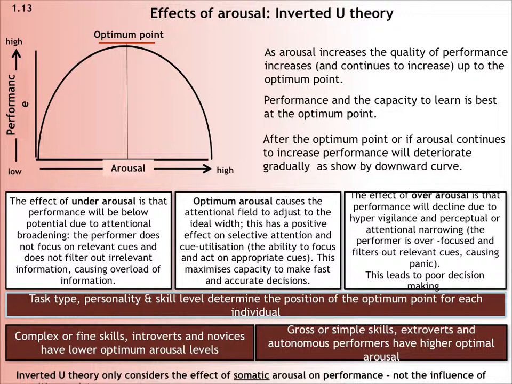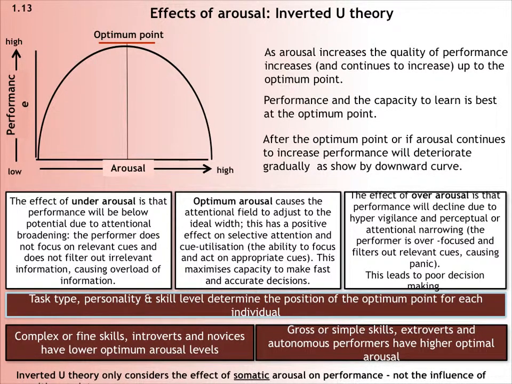There's also people in my team whose curve will be slightly earlier, because they can perform best under low arousal. So that's a really important thing to take note of, that the optimum point isn't the same for everybody. The task, the personality and the skill level will change the optimum point. Complex or fine skills, introverts and novices have low optimum arousal levels, whereas gross or simple skills, extroverts and autonomous performers have a high level of optimal arousal. Really key points down here. This is not like that for everybody. You've got to understand how it changes.